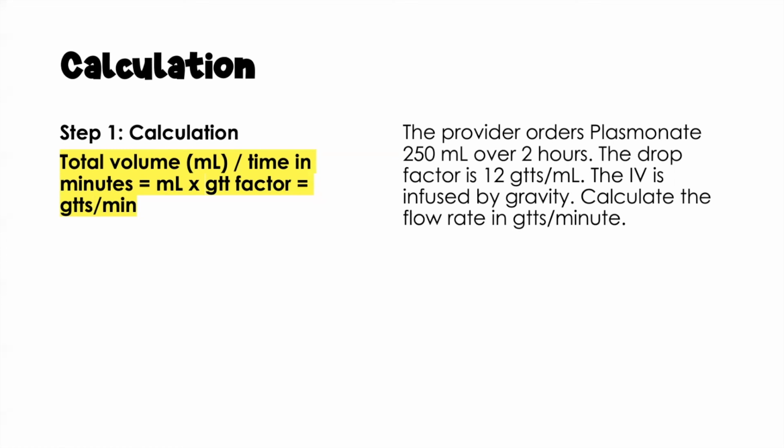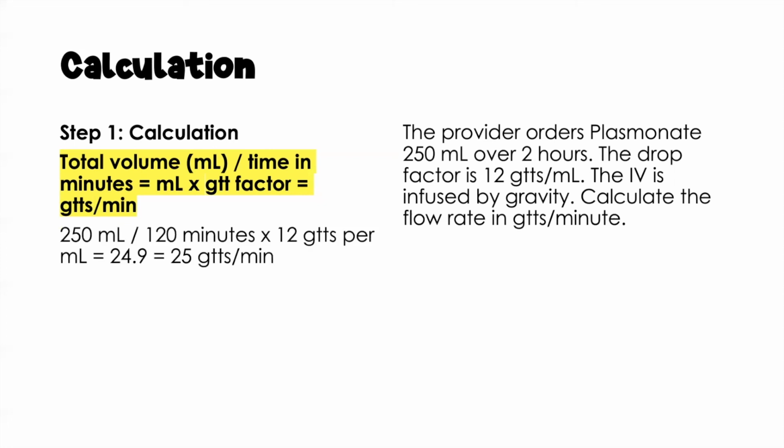So if you want to do formula math, I always do my conversions first. So I'm going to convert that 2 hours to minutes. So 2 times 60 minutes is 120 minutes. And then I can do 250 divided by 120 minutes times 12 drops per mL. That's the drop factor. Will give you 24.9, but this always has to be a whole number. So we have 25 drops per minute.